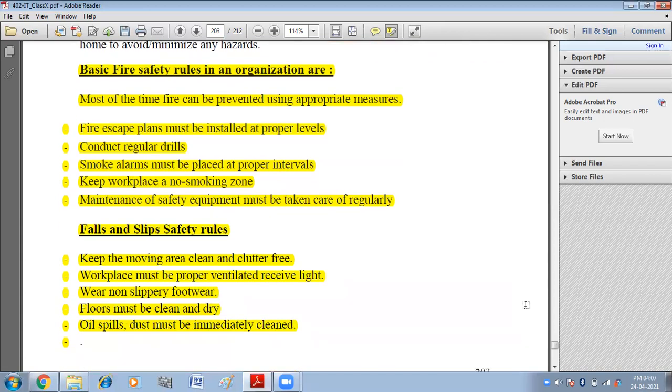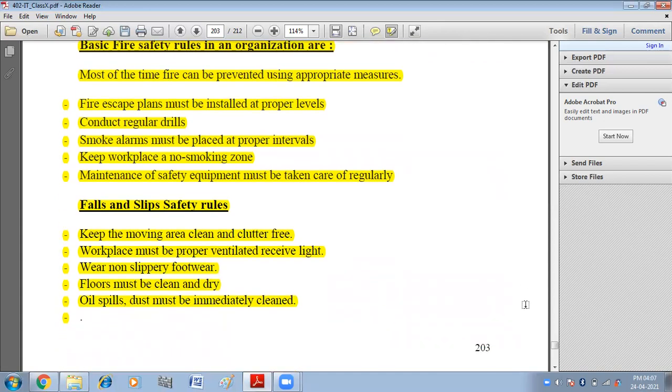Then we have falls and slip safety rules. If somebody falls or somebody slips, what safety measures, what safety rules can you follow? Keep the moving area clean and clutter free. So the moving area should always be clean, and it should be clutter free. It should be clean, flattened, right?